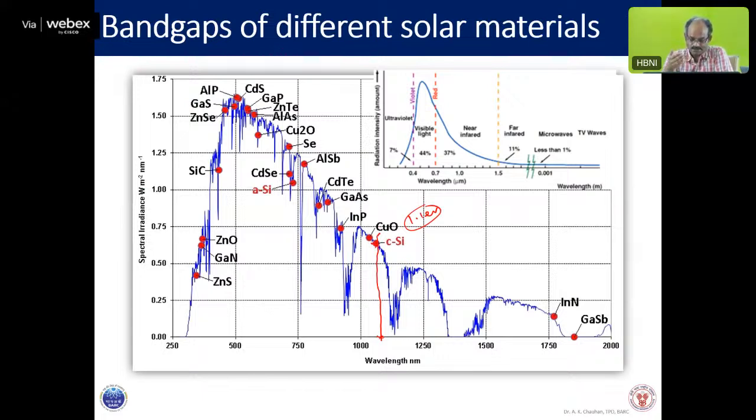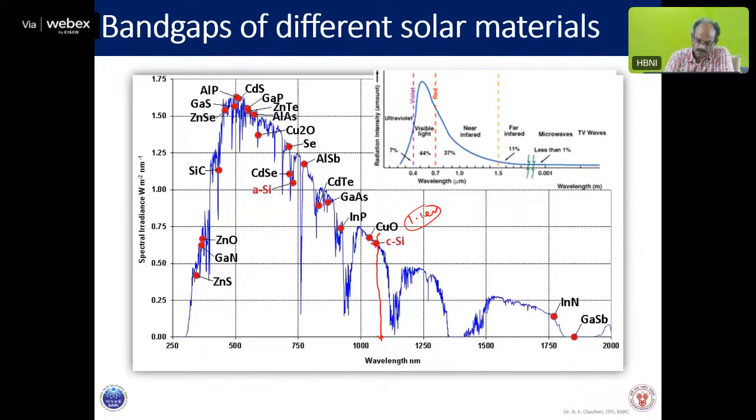So whatever charges have been generated, the charge cannot be separated because the built-in potential is very low. Whatever electron hole pairs are generated inside the depletion region of a p-n junction, they need to be sent out from there and sent to the electrodes. If you have very low built-in potential, these cannot be separated. So you will have to find an appropriate balance between band gap and the total efficiency.